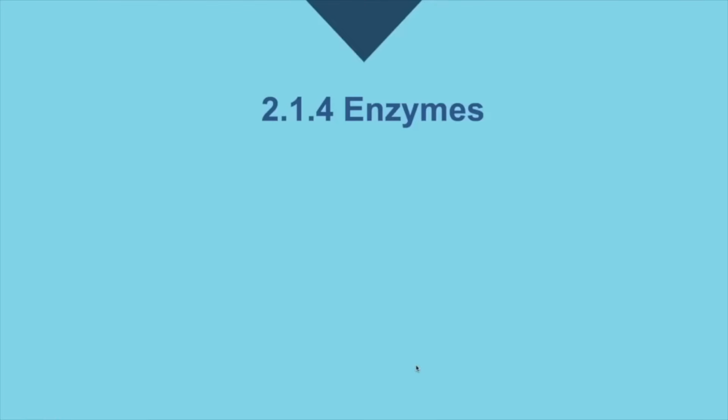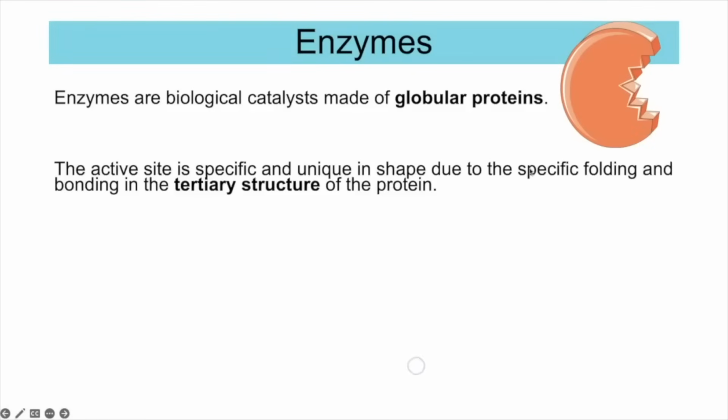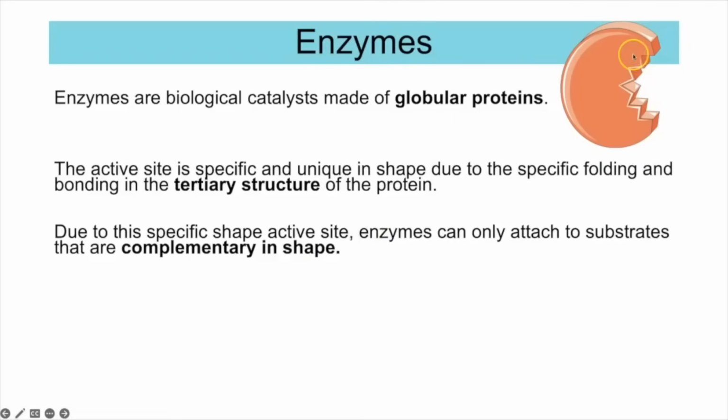The next part of this topic is enzymes. Enzymes are biological catalysts made up of globular proteins. The active site, which we can see here, is a specific and unique shape due to the folding and bonding in the tertiary structure of a protein. Due to that specific shape active site, enzymes can only attach to substrates that are complementary in shape. So we describe them as being specific.